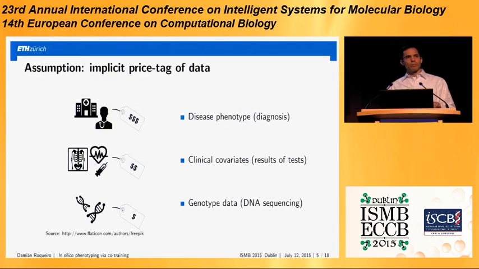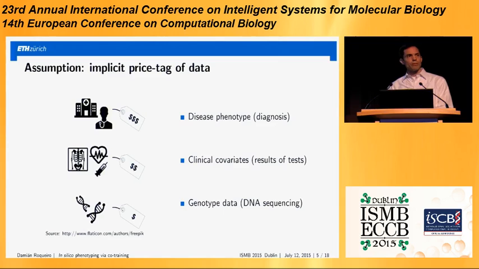Now, we have an assumption about an implicit price tag of the data, and we use this to derive our methods. The first assumption is that the disease phenotype is the most expensive one. It's a diagnosis, it requires the expert opinion of a doctor, and it's hard to acquire. Normally, doctors require tests from the patients to base their judgment, and we call those clinical covariates, and we deem them the second most expensive type of data. And the most inexpensive one, in our case, we assume to be the genotype data.